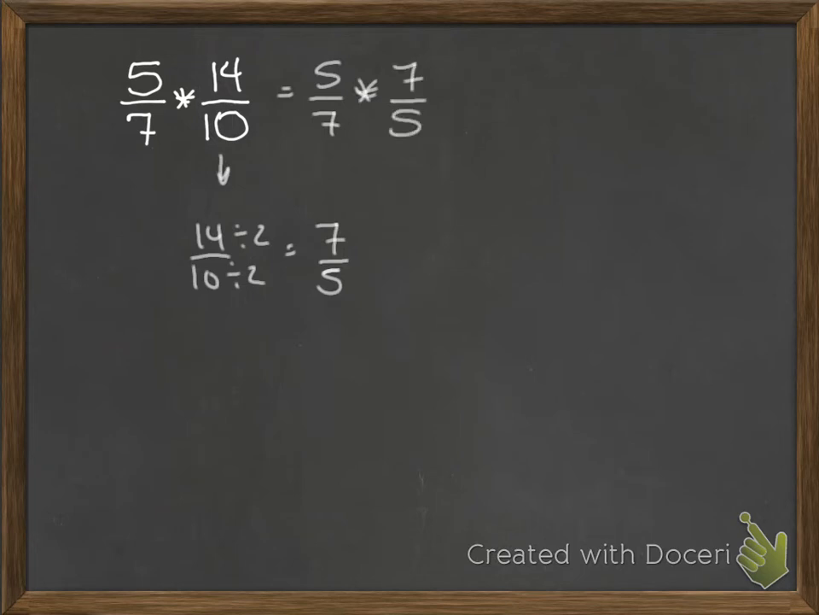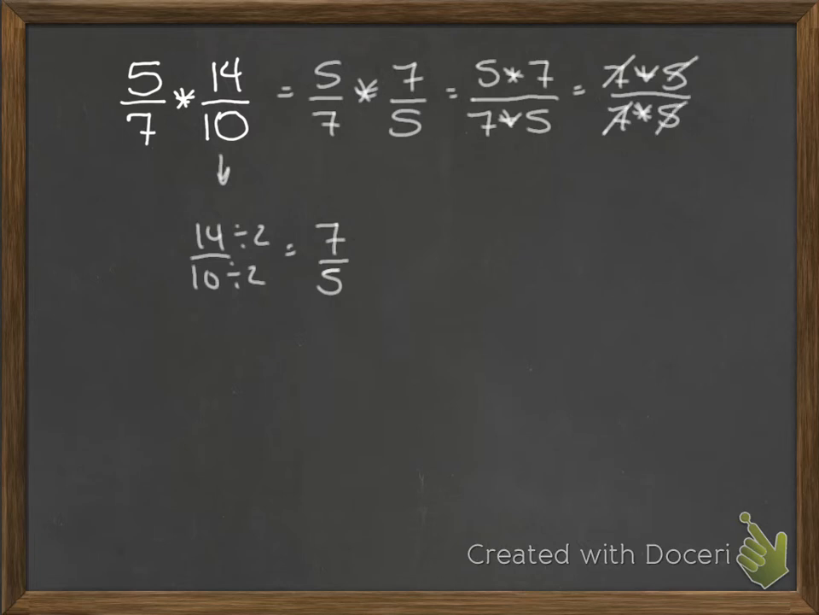I wonder if there's anything else I could do before I multiply. Well, you may or may not remember that multiplication is commutative. That means it doesn't matter what order you're doing it in. So first of all, I could rewrite it as 5 times 7 on the top and 7 times 5 on the bottom. And then, look what happens here. If I move things around, 7 times 5 over 7 times 5, these reduce, right? 7 divided by 7 is 1. 5 divided by 5 is 1. So I get 1 over 1, or just 1.